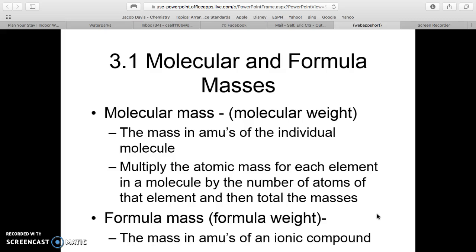And you're going to multiply the atomic mass for each element in a molecule by the number or quantity of atoms of that element, and then total up your total masses. What we get then is a formula mass. The formula weight is the mass of an actual compound. So we're going to look at ionic compounds, but you could certainly do this for covalent compounds or ester type compounds as well.